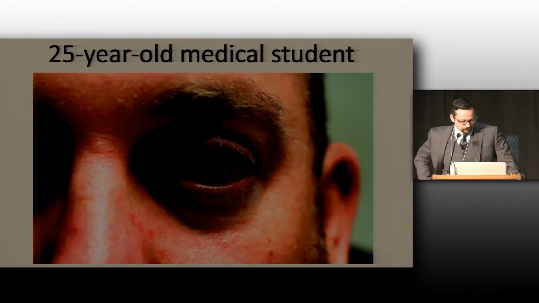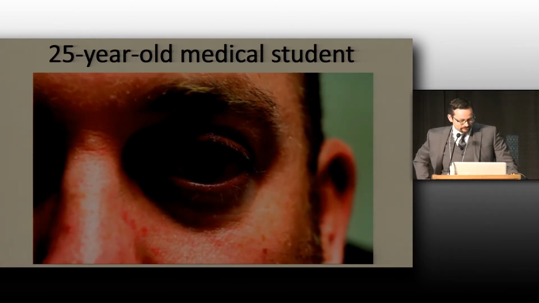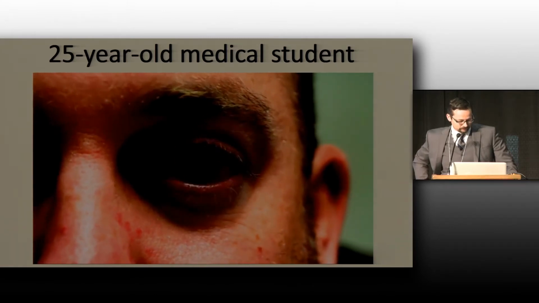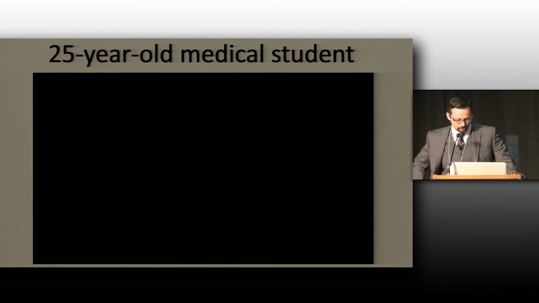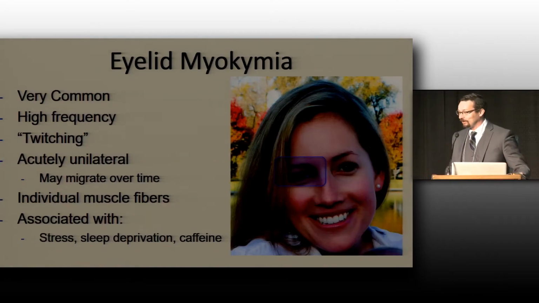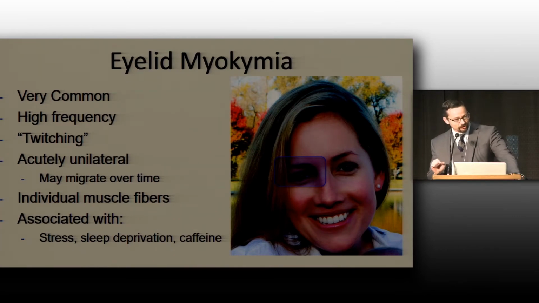If you look really closely at the upper lid, nasally, towards the nose, you'll see a really fine twitching there. Does everyone see that? Okay. Anyone want to shout out what this might be? Blepharospasm. It's in the differential, right? Okay, this is eyelid myokymia. It's not actually blepharospasm. And this is very, very common.